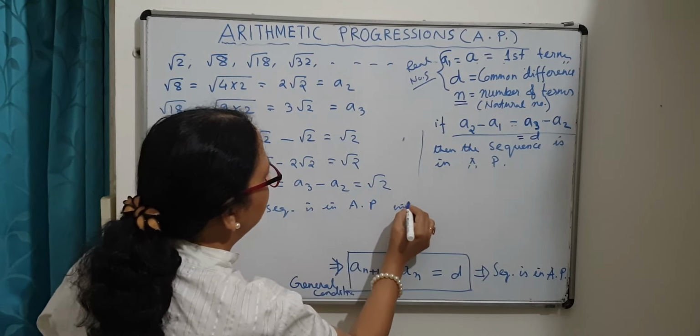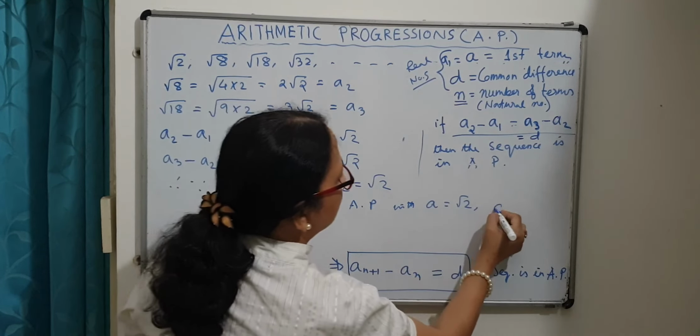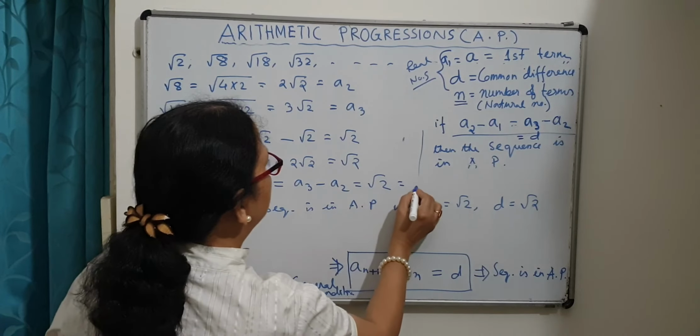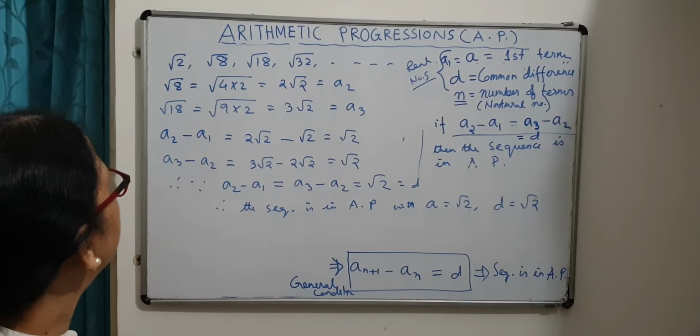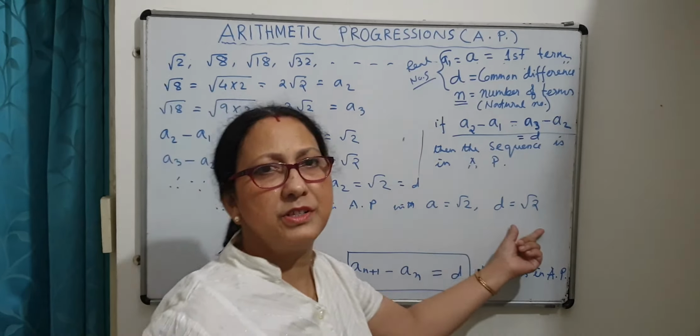AP with first term a is equal to root 2 and the d is also root 2. So this is your d. So in this sequence, this is an AP. The first term is also an irrational number and the common difference is also an irrational number.